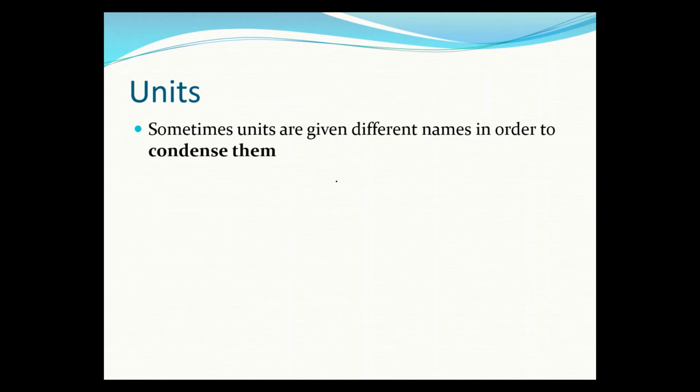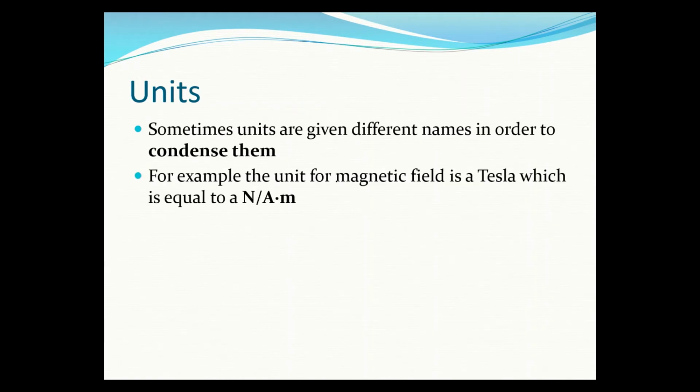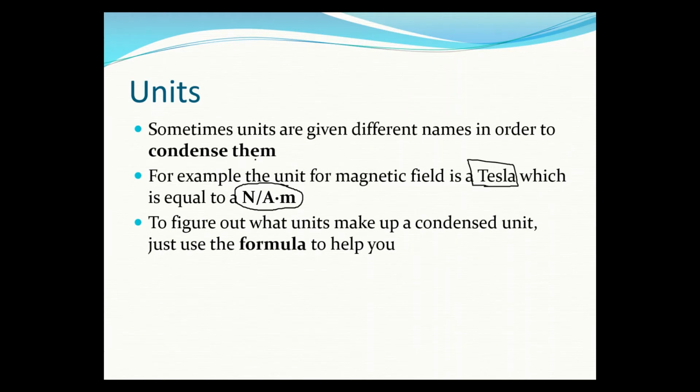So I'm going to give an example. Magnetic field is measured in Tesla. We don't need to know that, I'm just giving an example. But a Tesla is equal to a Newton divided by amp meter, right? So if we want to figure out what a Tesla is equal to or what a Newton is equal to, we can use the formula to help us. So we're going to find out what makes up a joule.